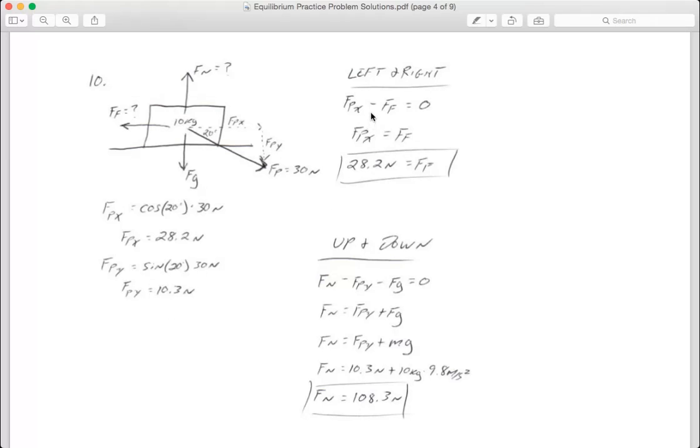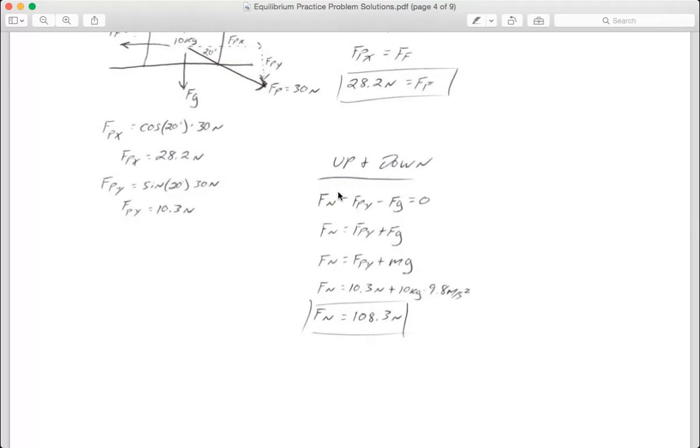Adding up my left and right stuff, my right arrow is my force of push in the X. You can see it right here in my drawing. My left arrow is the force of friction. That's why it's minus in my equation. All my right stuff minus my left stuff equals 0, or my right stuff equals my left stuff. Since we already solved for force of push in the X direction, I know it's 28.2 newtons. That must be what force of friction is. Left and right is done.